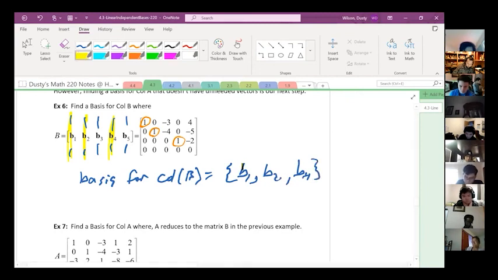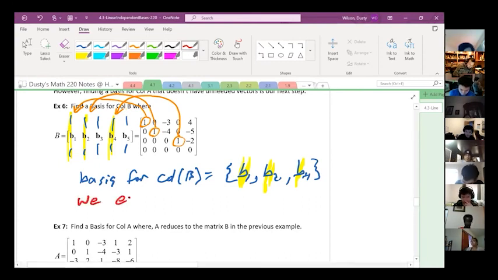So it's these same vectors, the ones that correspond to the pivots. Okay. So in this particular case, notice that B was already in reduced row echelon form. Well, let me make sure it's clear why this is the case. We can exclude B3 and B5.